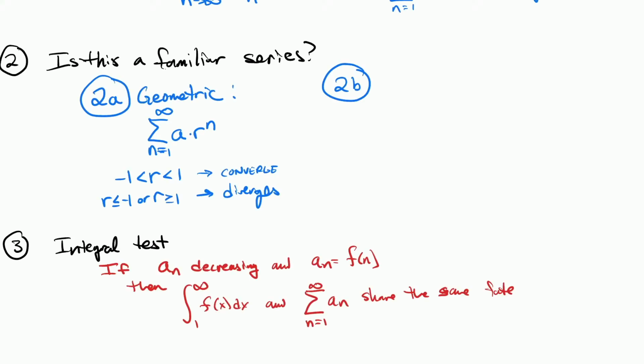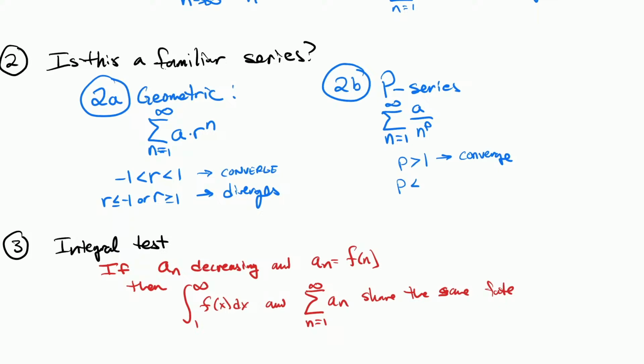I'm putting this under 2b. Number 2b, this is going to be one of these series that we're going to say is familiar, because after today it will be. These are p series. And so you have something like this: the sum from n equals 1 to infinity of a over n to the p. And if p is greater than 1, this will converge.